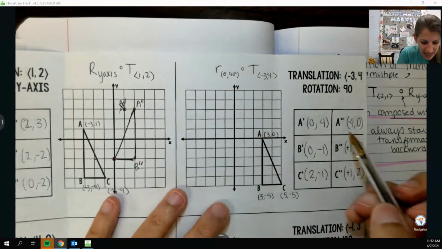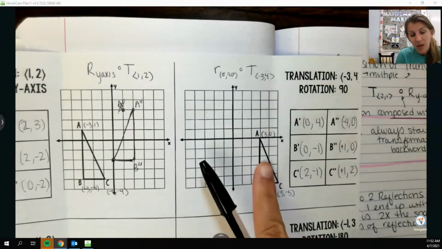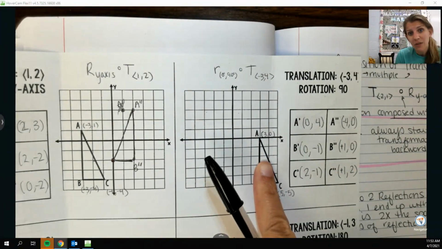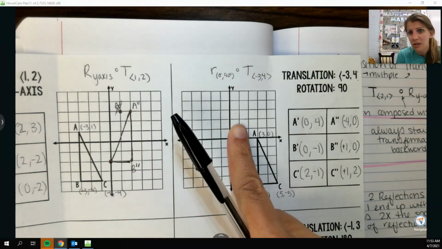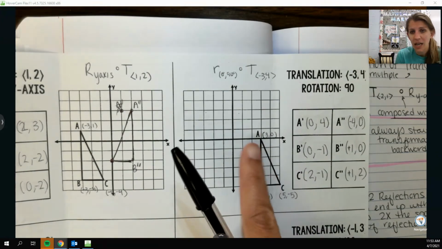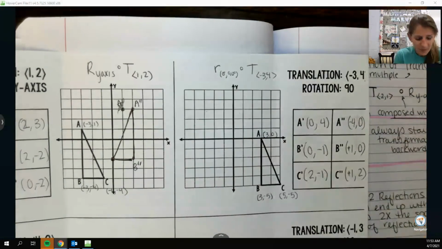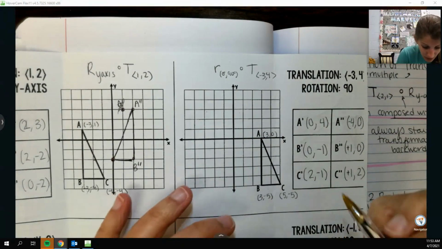If I go plot these now, A double prime is going to be at, oh, let's think about this. So this guy here is going to get shifted and then rotated 90. So like it's pointing up to me now. And if I rotate counterclockwise 90, it should be pointing like that way now. So hopefully it does that. We'll see.